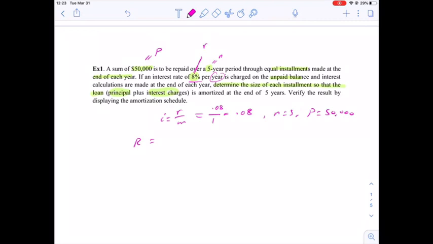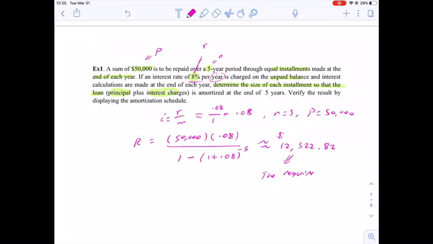Now we use the formula to find the installment. R is P times I, P is 50,000 times I, I is 0.08, all over 1 minus (1 plus 0.08) raised to the power negative n, where n is 5. Using a calculator we get 12,522.82. This is the required yearly installment.